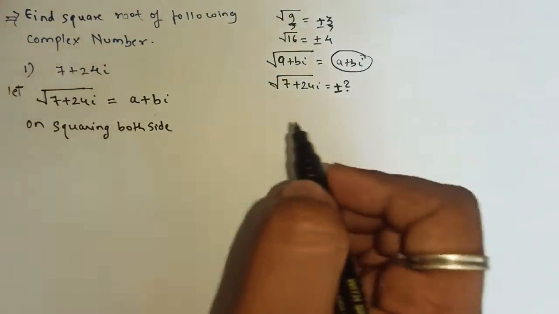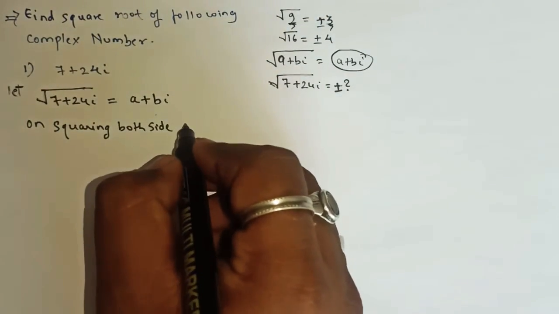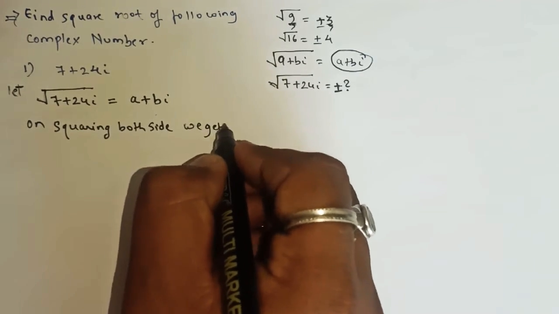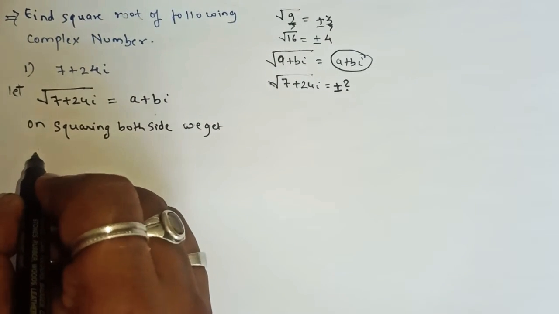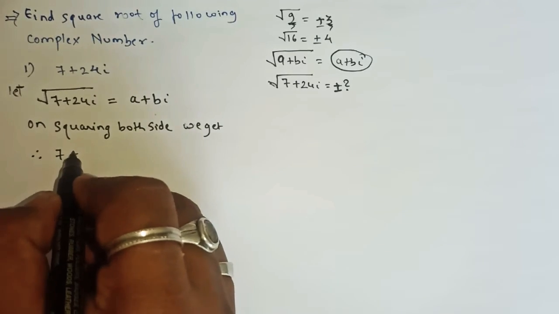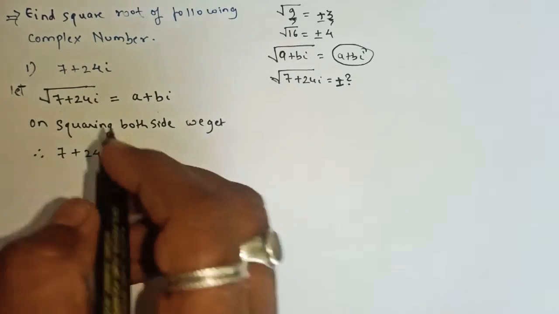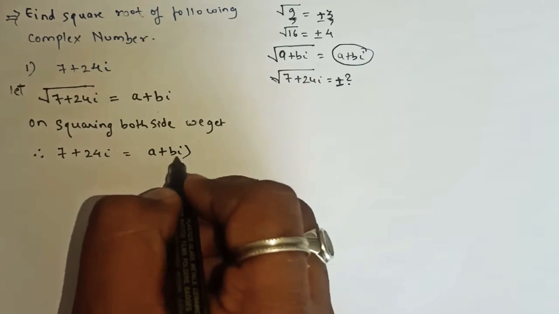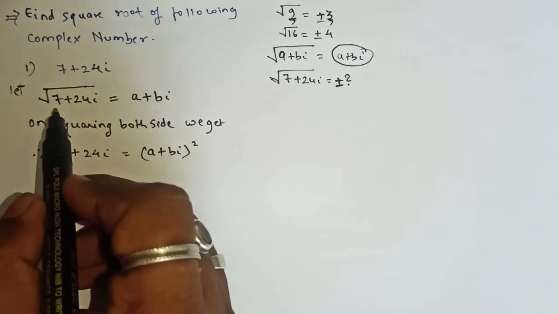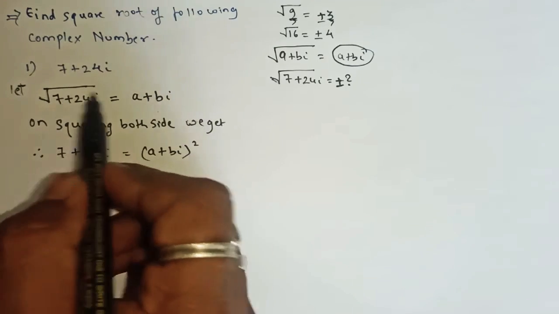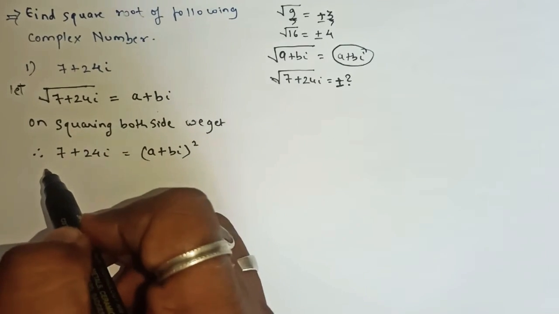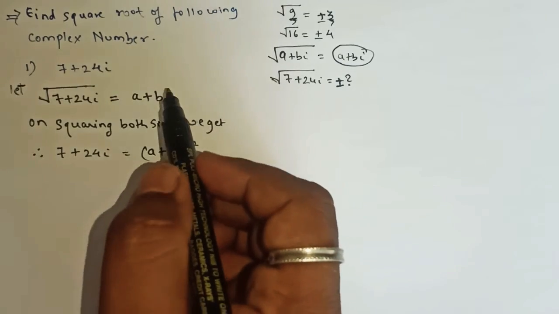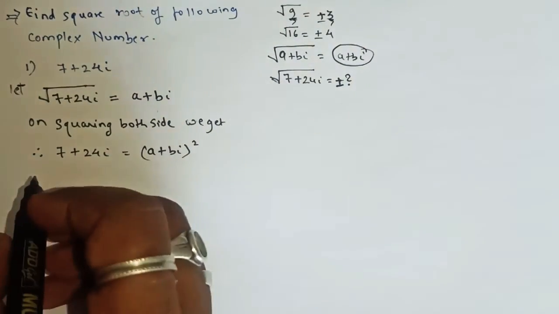Okay, so on squaring both sides, what will we get? This part will be 7 plus 24i, as the square root will get cancelled. And the other side will be a plus bi the whole square. Taking the square on both sides, your square root will get cancelled and here you will get 7 plus 24i, and on this side it will be a plus bi the whole square.